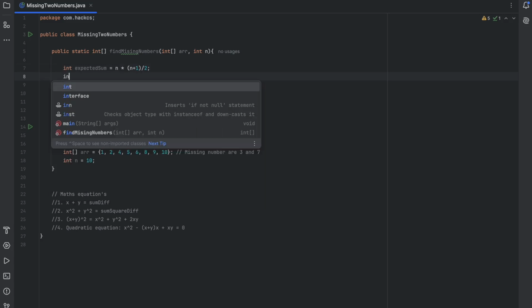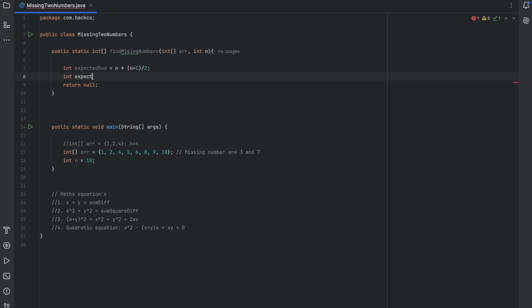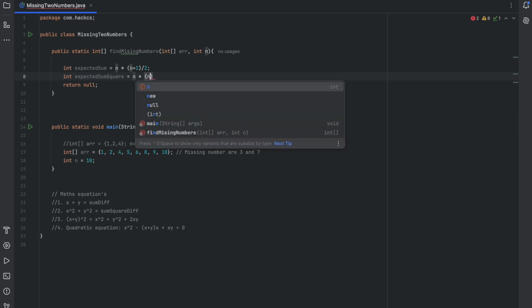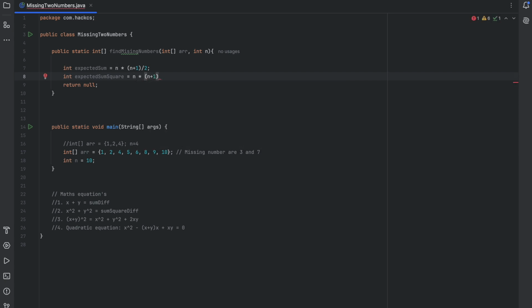So now what will be the logic for the expected sum of squares? It will be n multiplied by n plus 1, multiplied by 2n plus 1, divided by 6. This is the formula.